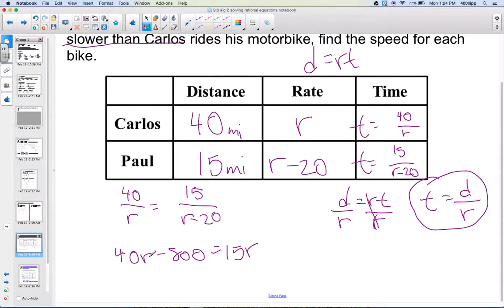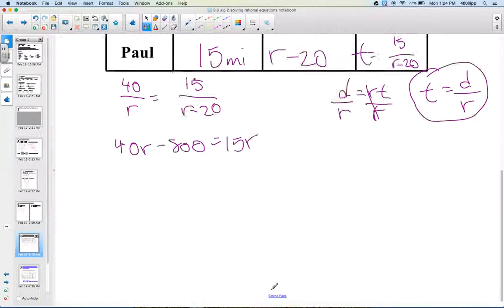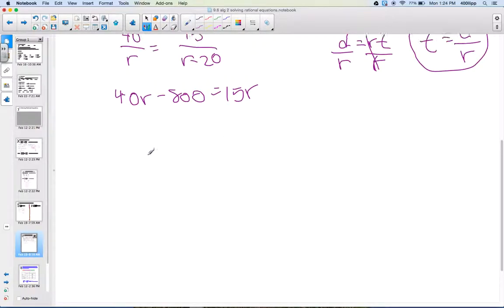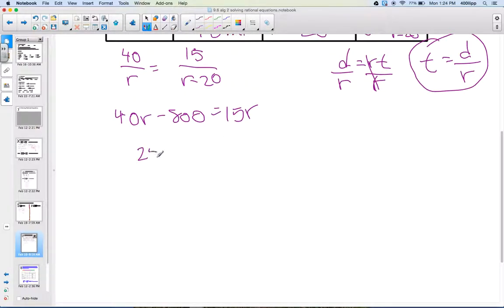Okay, we can subtract 15r over and add 800 over. 40 minus 15 will give me a 25r is equal to 800. Dividing both sides by 25, I get r is equal to, 25 goes into 100 4 times, so 4 times 8 is 32.